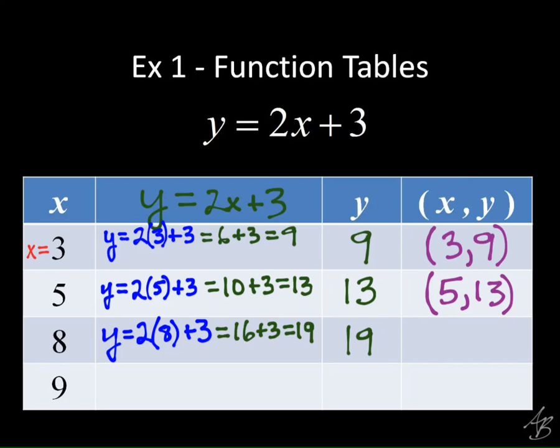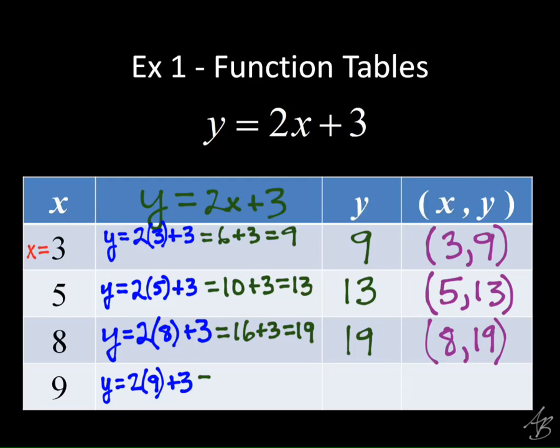And the ordered pair, we always put x first. What's our x value? 8. What's the y value? 19. Don't forget the parentheses. Don't forget the comma. For the last row, we're going to have the same equation, but instead of putting the 3 or the 5 or the 8 in there, we're going to put the 9 in there. So we're going to have y equals 2(9) plus 3.